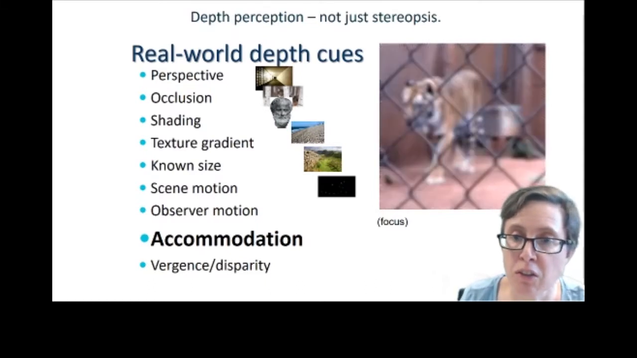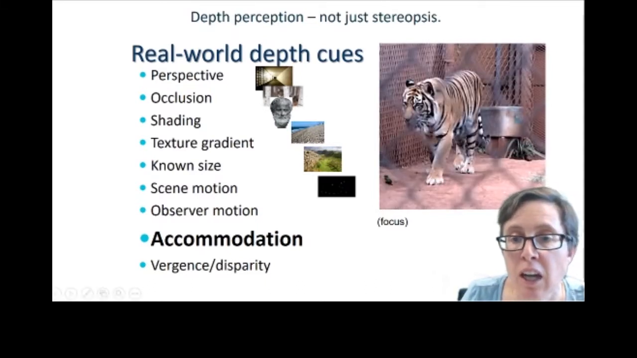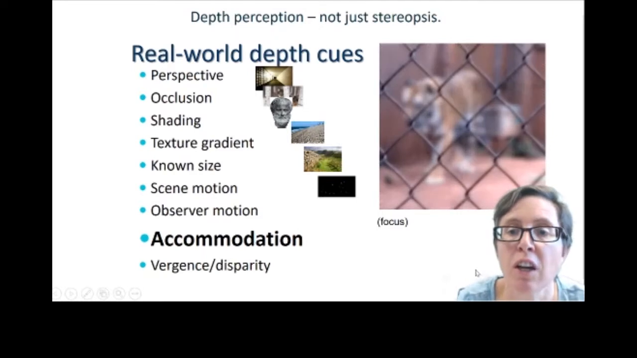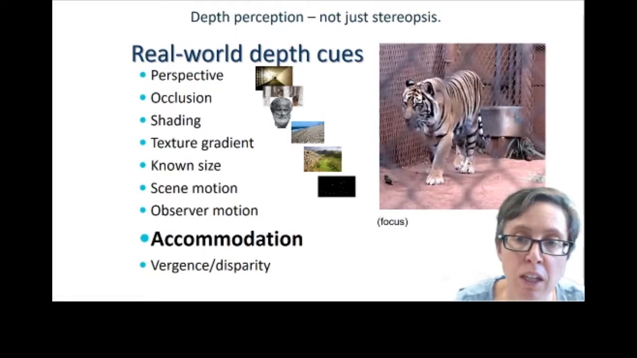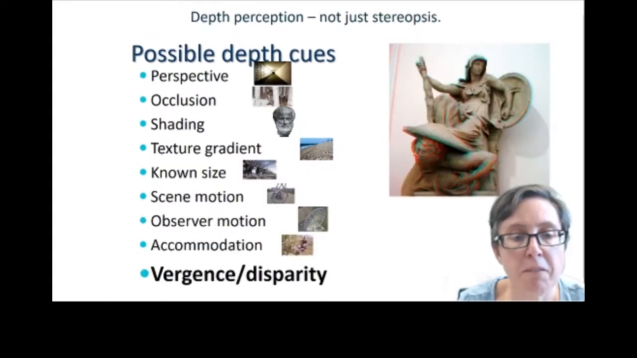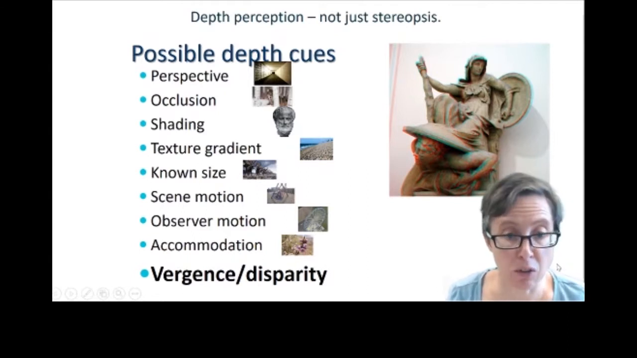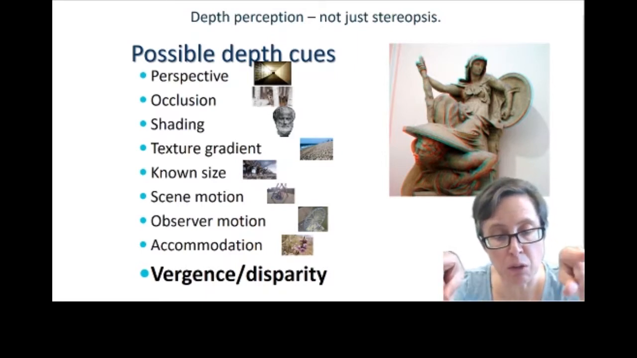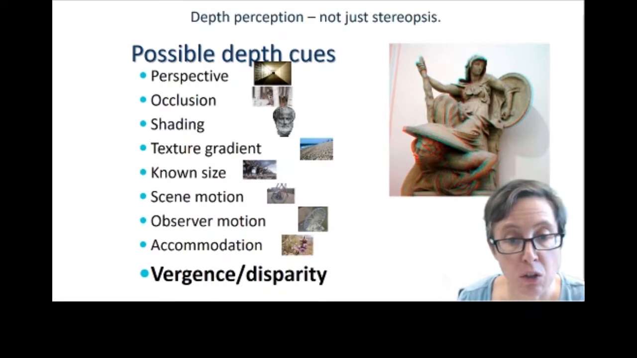You can see the change in focus actively here as the person or the camera is moving from focusing on the tiger to the chain link fence in front of it. And so the different accommodation that you need to focus on those two objects, again, is a cue to distance. And finally, we have vergence and disparity, so binocular cues to distance, disparity that we just talked about, and vergence or convergence, meaning the angle at which your eyes need to converge in order to fixate an object at different distances.